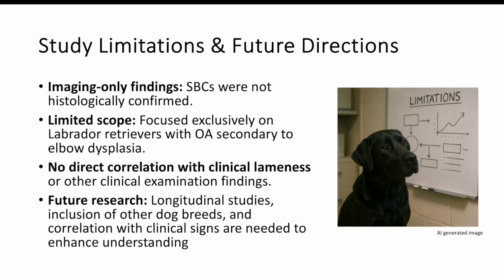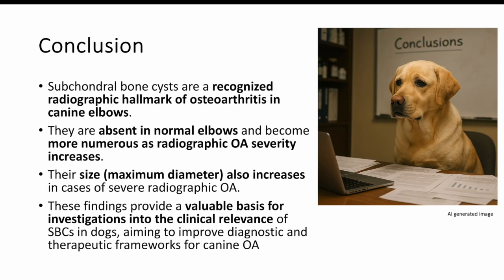While this research provides a valuable foundation, it's worth noting that it relied solely on imaging findings, focused exclusively on Labrador retrievers with osteoarthritis secondary to elbow dysplasia, and didn't directly correlate findings with clinical lameness or other clinical examination findings.